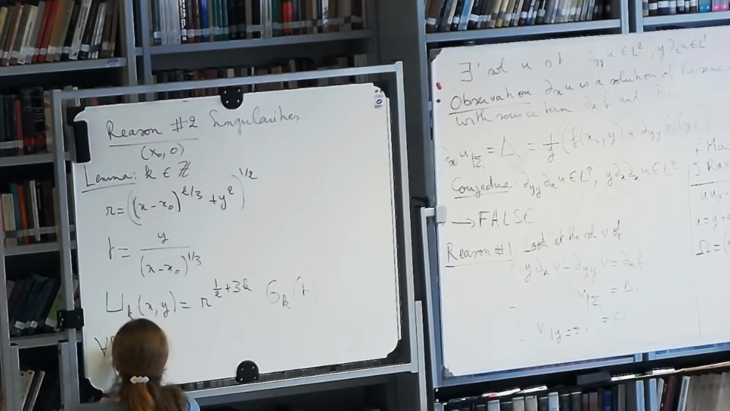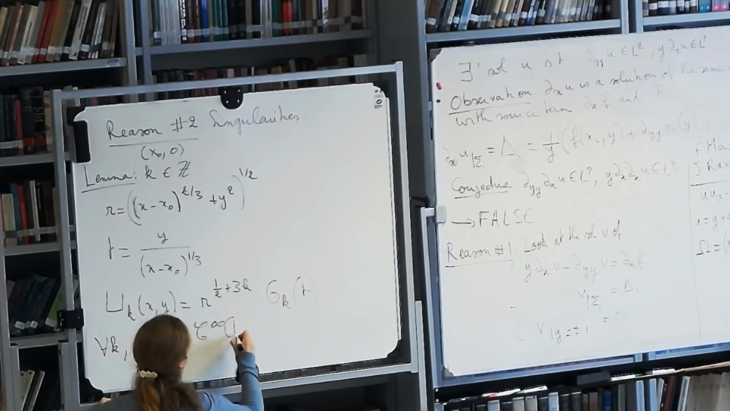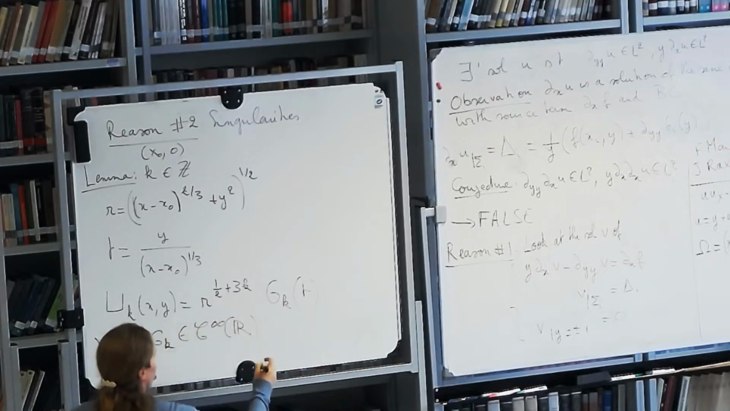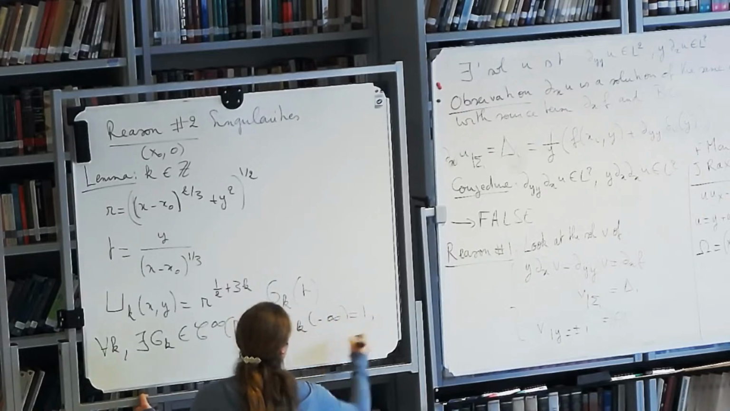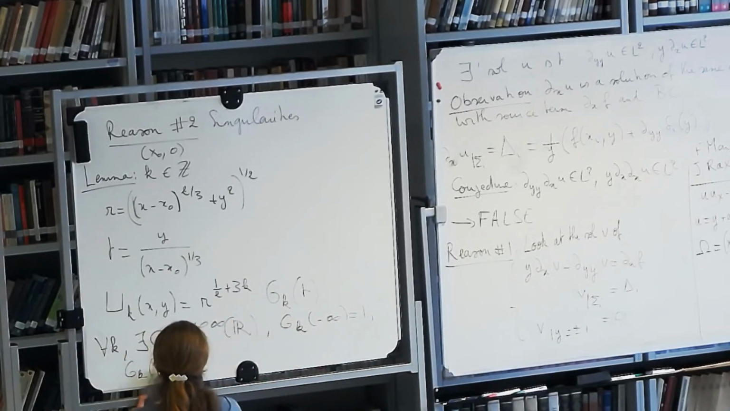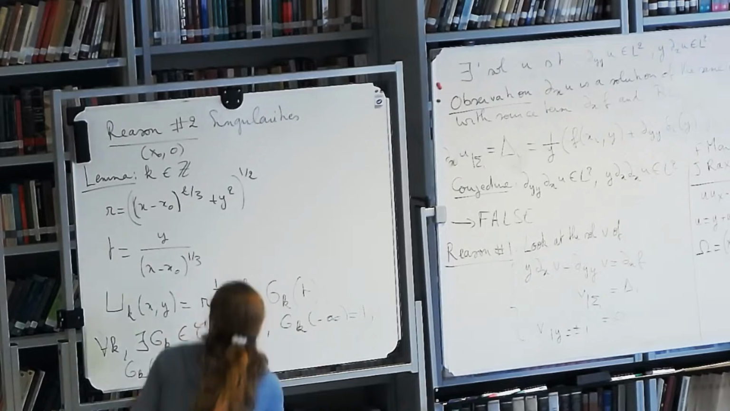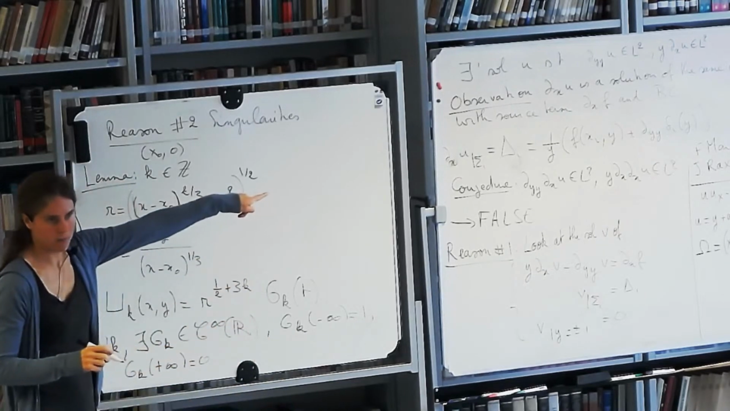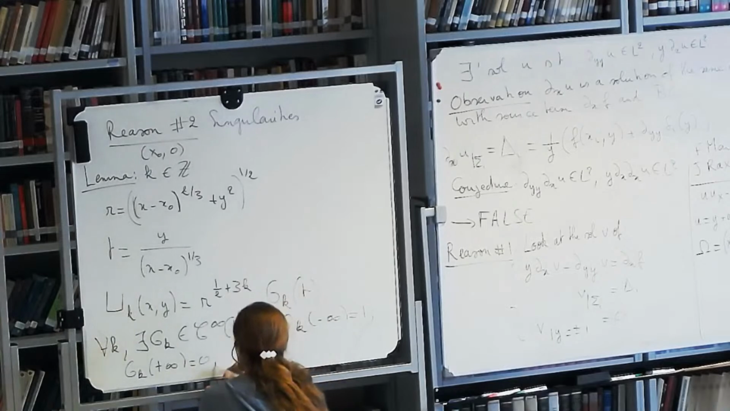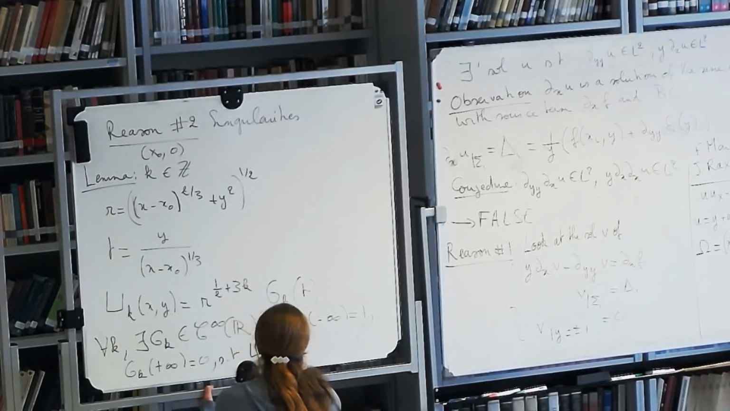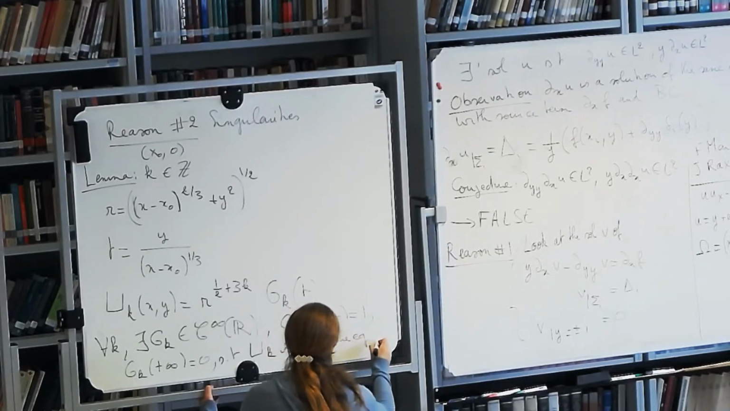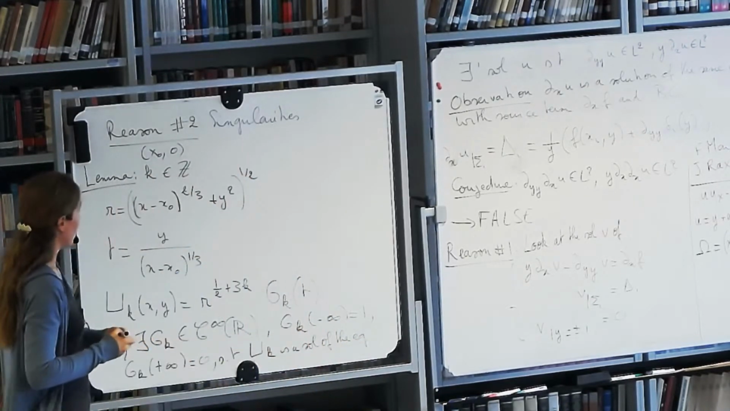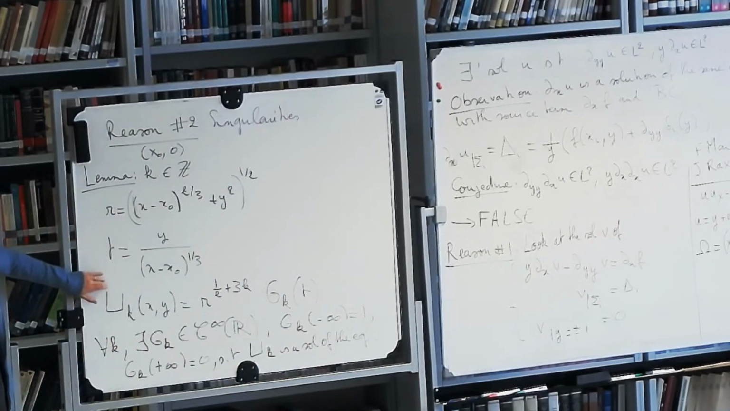So for all k, there exists some jk, which is again C infinity over R, and which has some limits. So jk at minus infinity is 1, jk at plus infinity is 0, such that uk is the solution of your equation. Okay, and these are exactly your singularities.